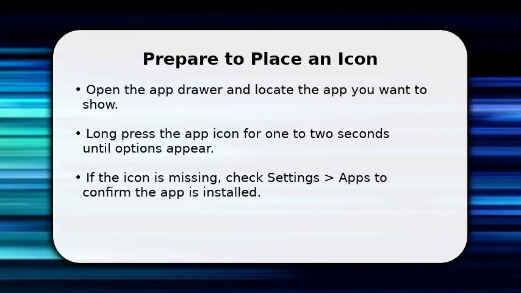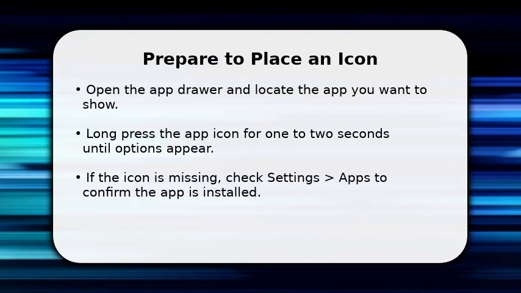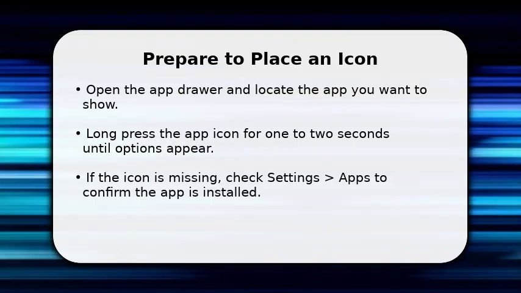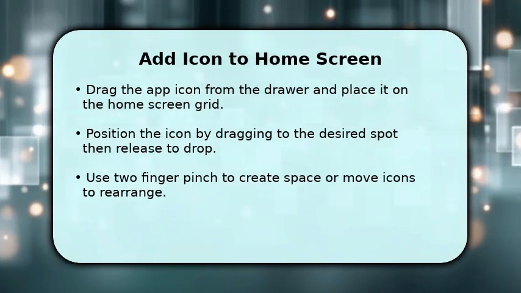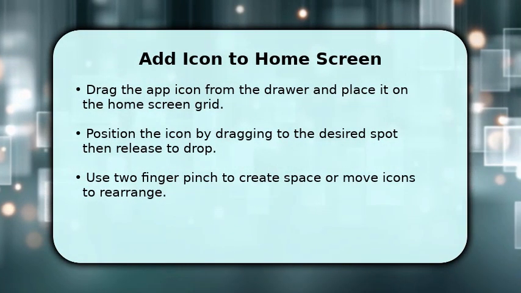If you still do not see the app, go to Settings, then Apps to confirm the app is installed and enabled on the device. Drag the app icon from the drawer and place it on the home screen grid where you want it to appear. Position the icon by dragging it to the desired spot and then release to drop it into place.